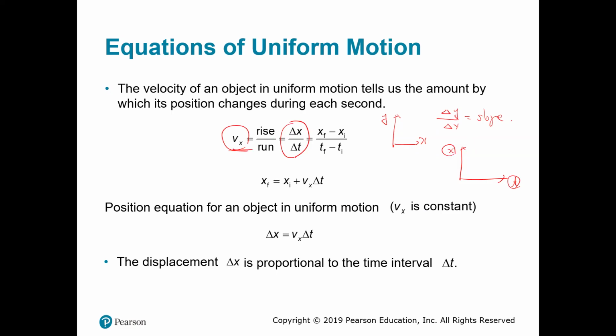And from this, if you modify, so assuming this is the delta t, and then you multiply delta t on both sides, what happened? On the left side you have Vx times delta t, and the right side is xf minus xi. So then your final position, if you move this one over, is what? X initial plus Vx times delta t, right?